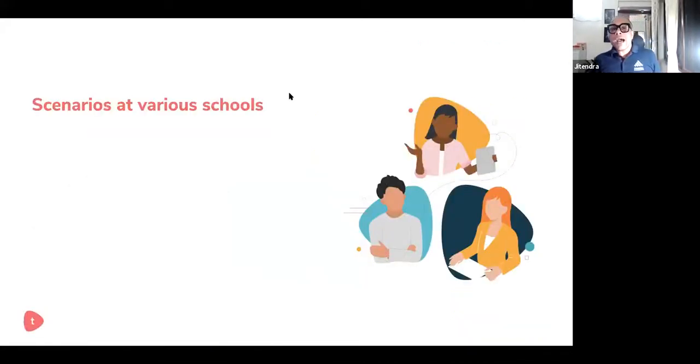We are going to be looking at some scenarios from various schools. These are obviously fictitious schools, and we're going to look at what are some of the challenges. This is going to be a very conversational session. We're going to be having a chat, me and Gurpreet, about what's going on.